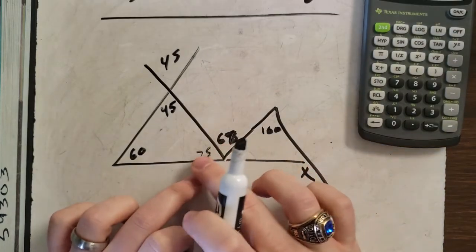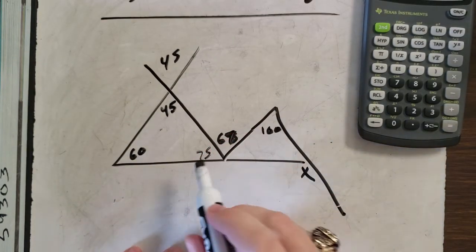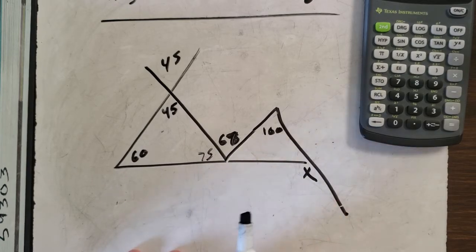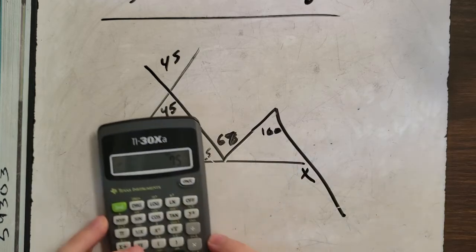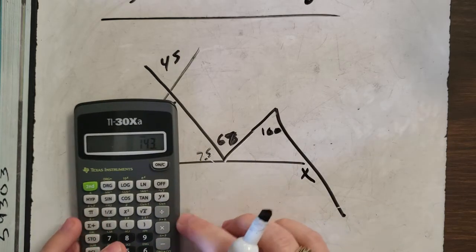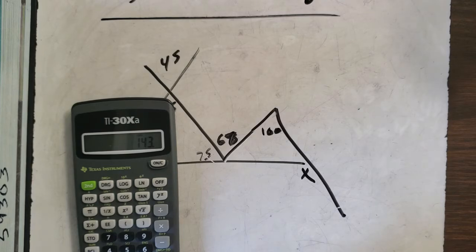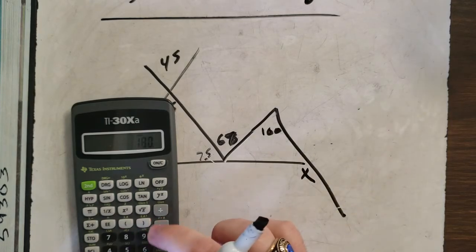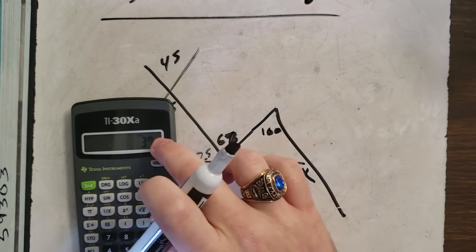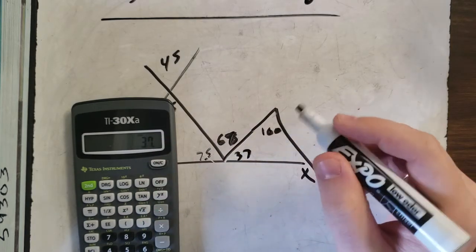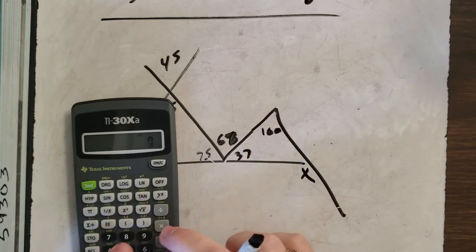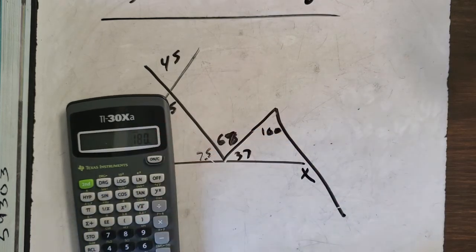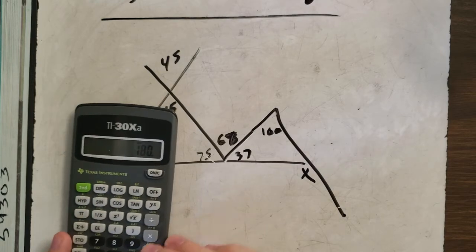So now we have two angles here, 75 and 68. Now remember, we have a flat line. Flat line equals 180 degrees. So we take our two angles here, 75 plus 68, and we get 143. Now remember, take that number and subtract it from 180 to get 37. That's our other angle. All these three have to add up to 180. So 75 plus 68 plus 37 equals 180, and that's what we want.